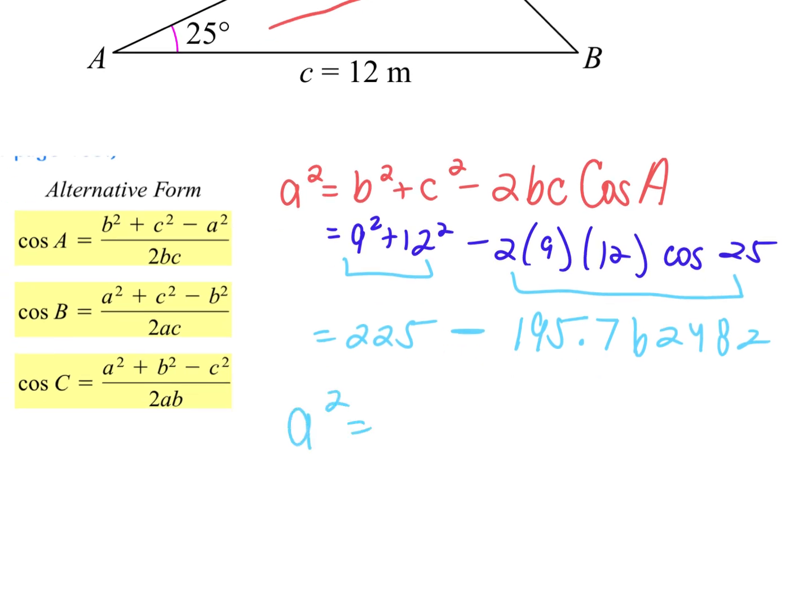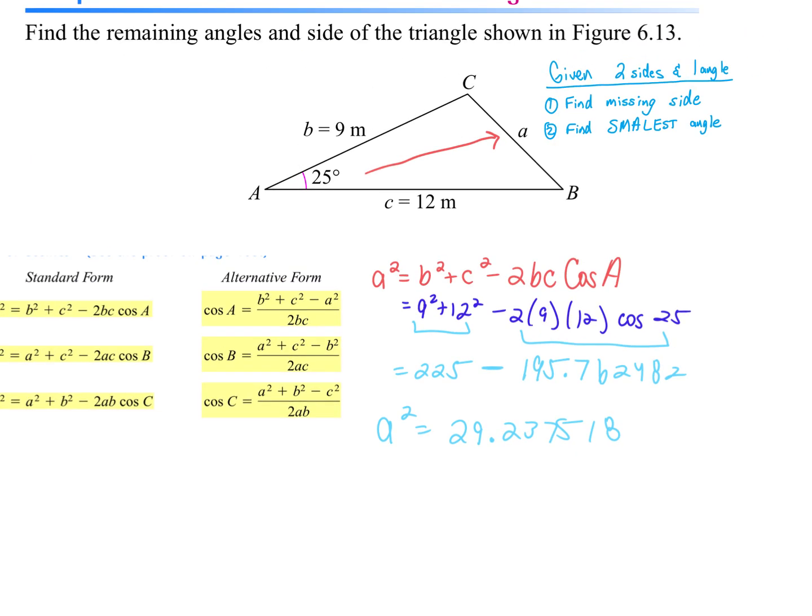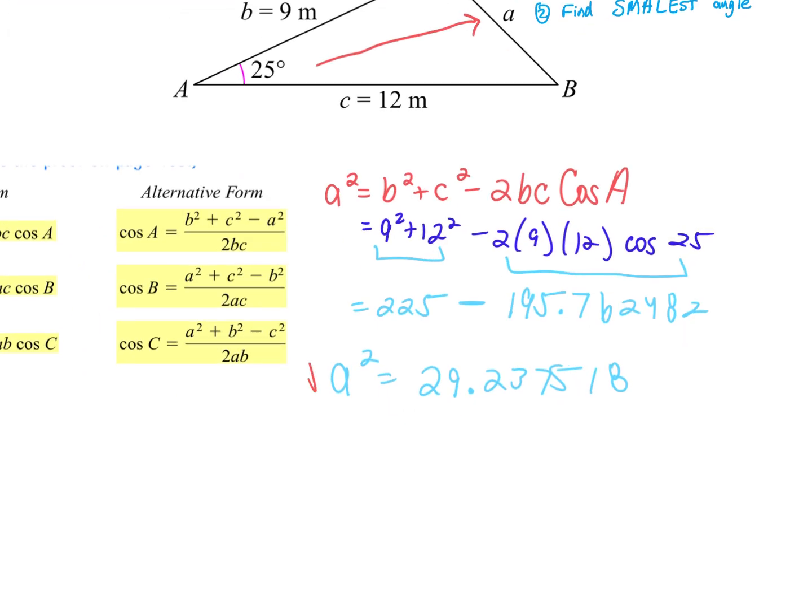Subtract them, okay? So 225 minus 195.7624 is 29.237518. All right, did you find the side length? No, not yet. What do we have to do here? You got to take the square root. It's A squared, so take the square root and then round to 1 decimal place.